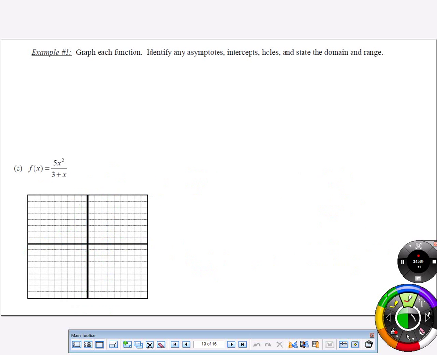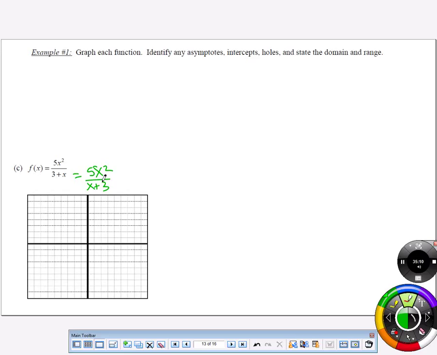Okay, let's talk about one more. Let me see if this is the one. Oh, yeah. This one. So this says 5x squared over 3 plus x, or x plus 3, if you don't have the note taken here. All right, what's different about this one than the other two that we tried?